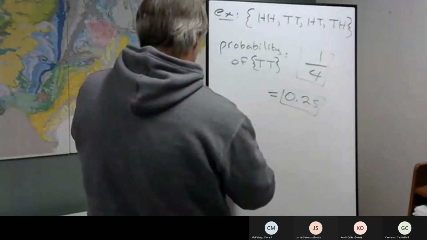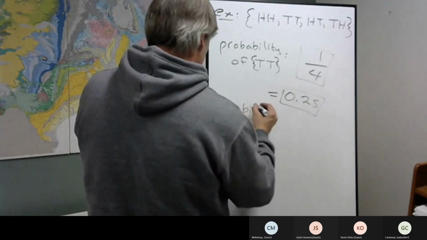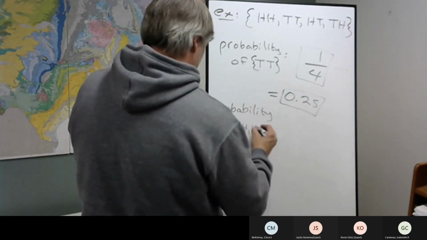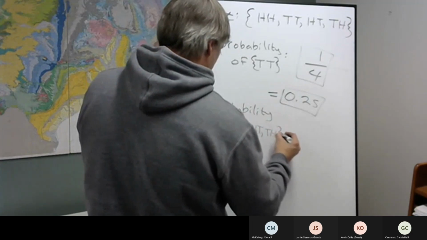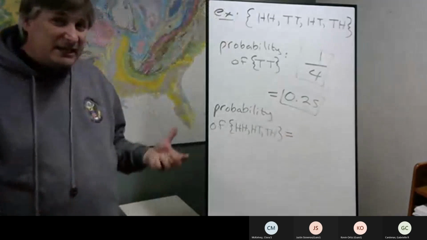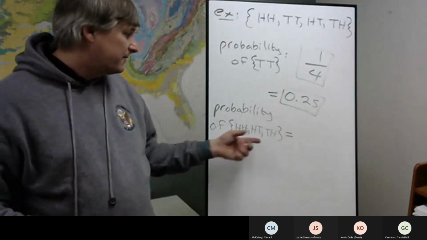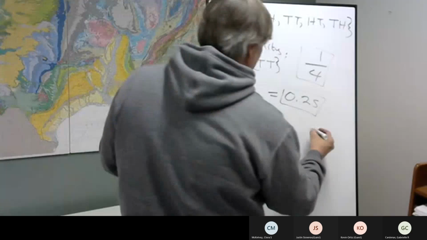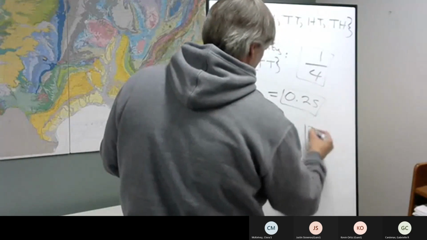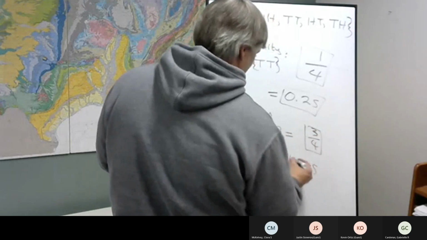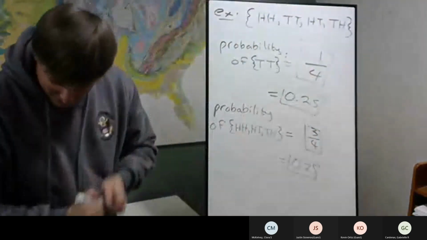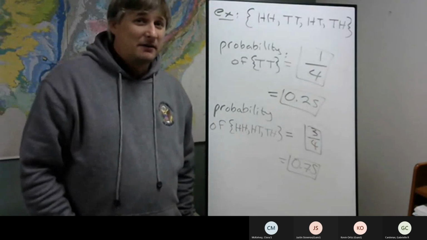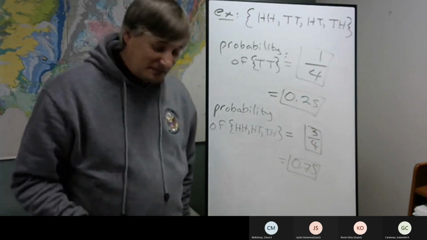Now let's say that the probability of getting at least one or more heads. Well, it's the number of elements in the event, or outcomes in the event, divided by the number of outcomes in the entire sample space. So in this case, it'll be 3/4 or 0.75. So, questions about that? All right.